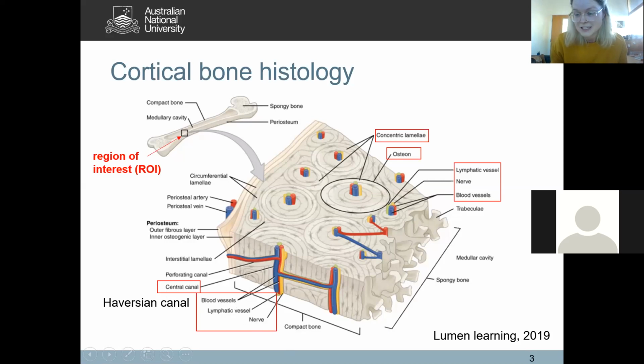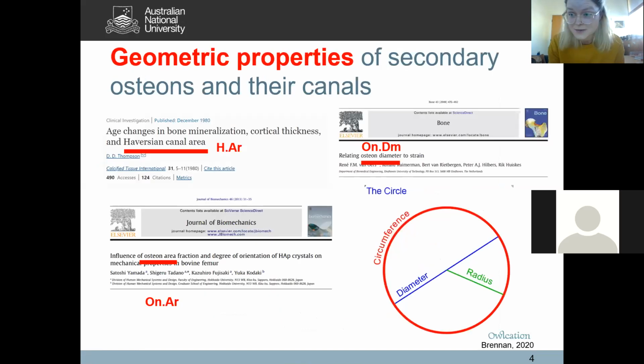As you can imagine, a Haversian canal is quite an important component of a secondary osteon, because it facilitates blood supply and exchange of oxygen and very important nutrients that keep your bone alive. So these are very important structures that we'd like to measure. Just by looking at this very simple diagram, you can already tell that there's quite a lot of variation in the size of these secondary osteons. That is what we're going to be talking about today in this very brief session.